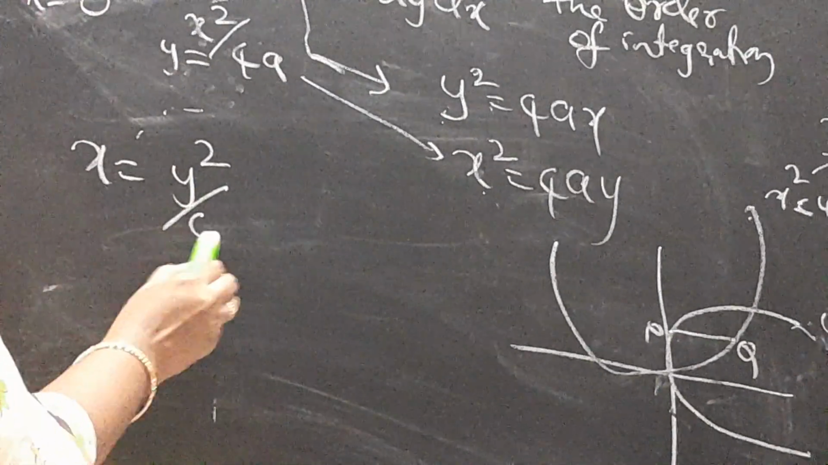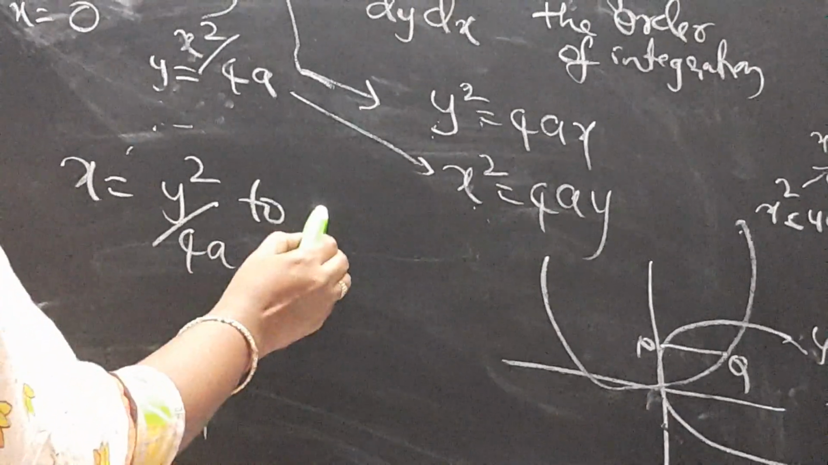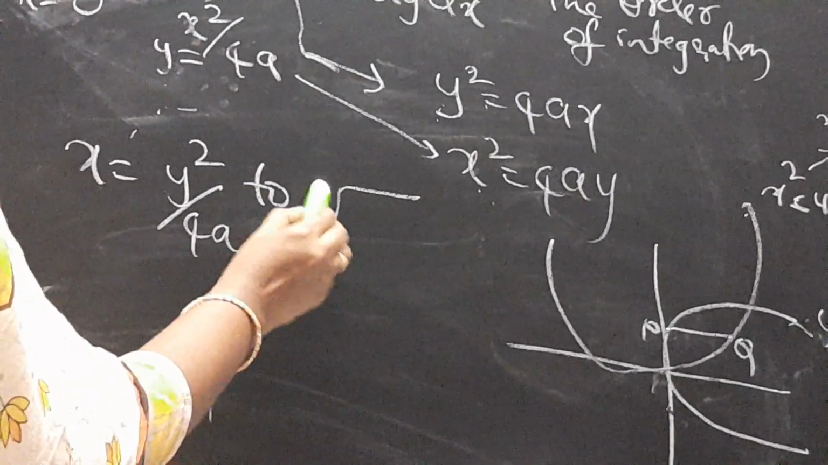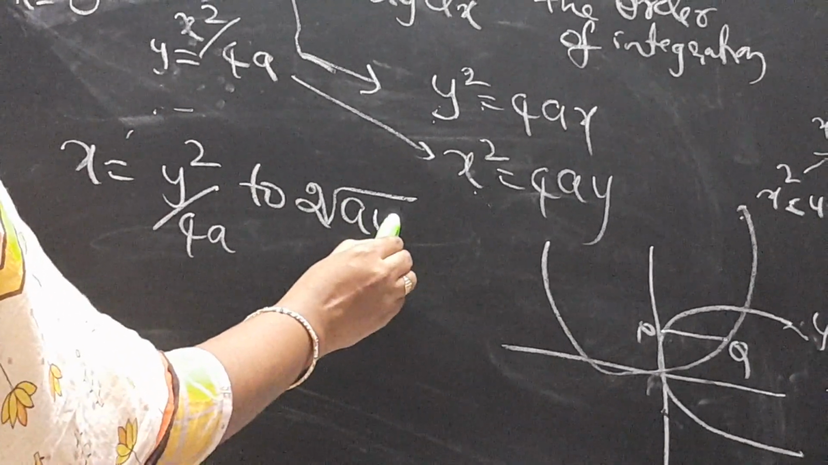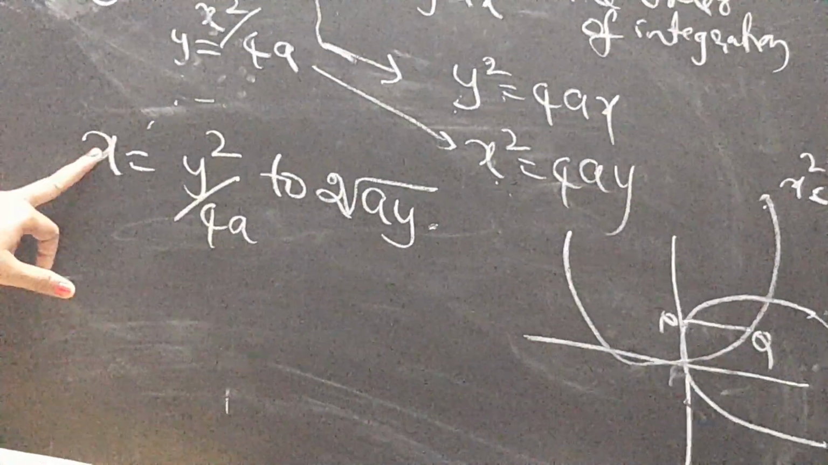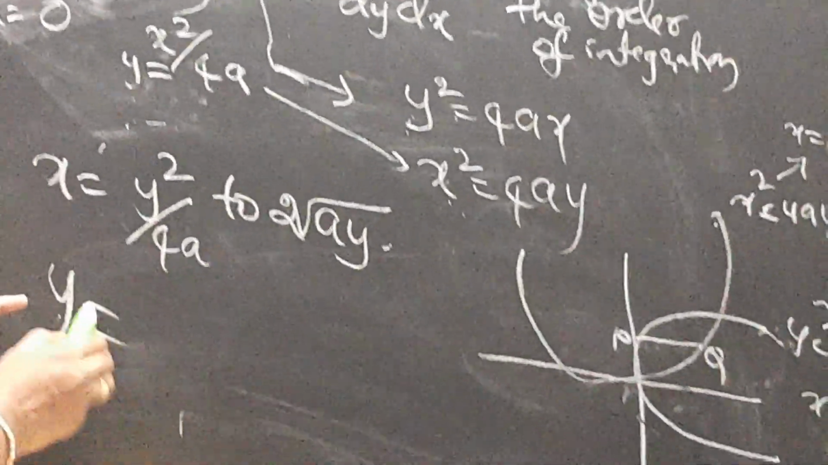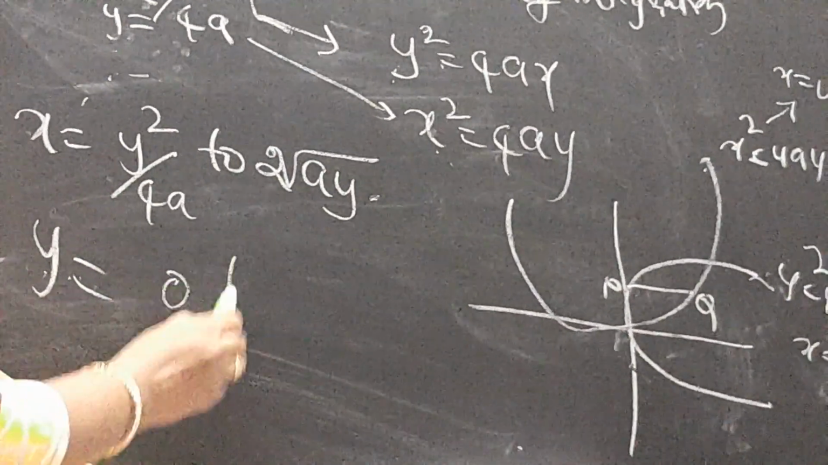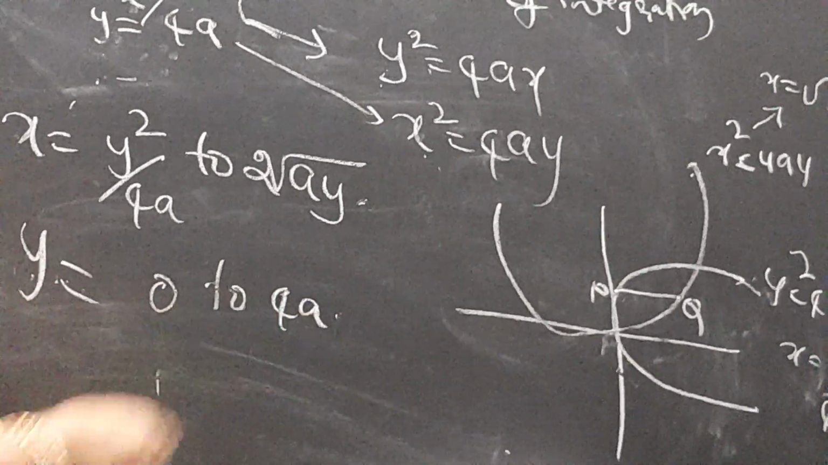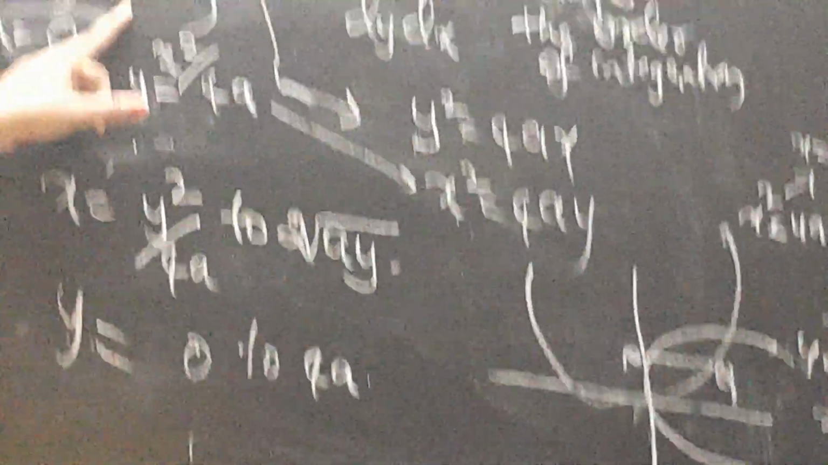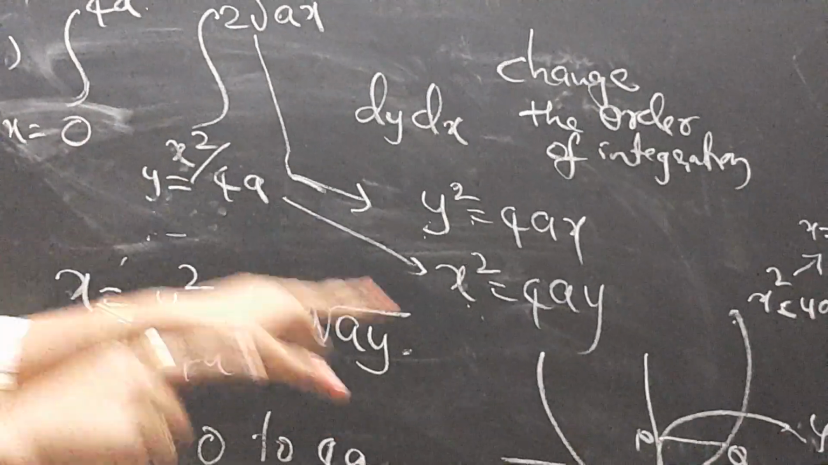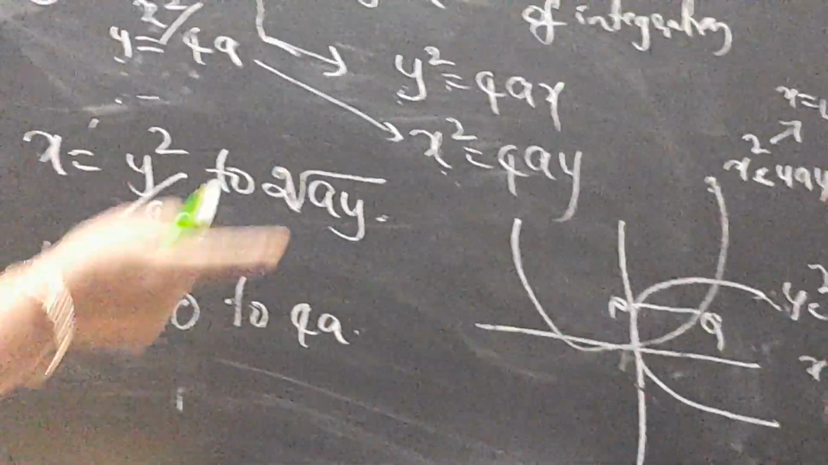Now the new limits are y square by 4a to under root of 4ay. So the x limits are changed to y limits and the y limits are constant. The outer limit y limits are constant, that is 0 to 4a. The given problem is in vertical strip, so you have to convert it to a horizontal strip by using the earlier idea.